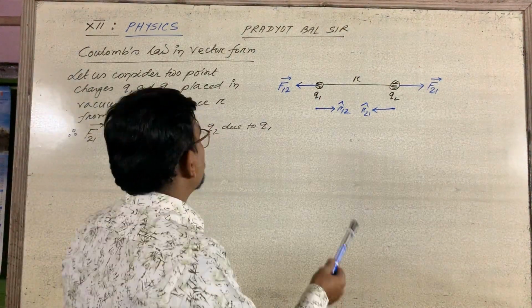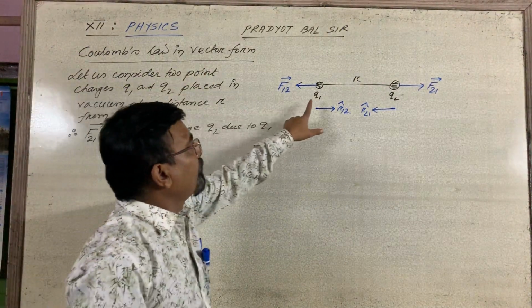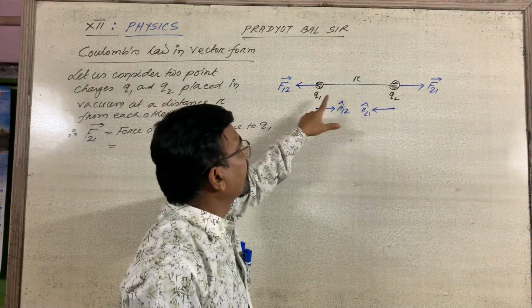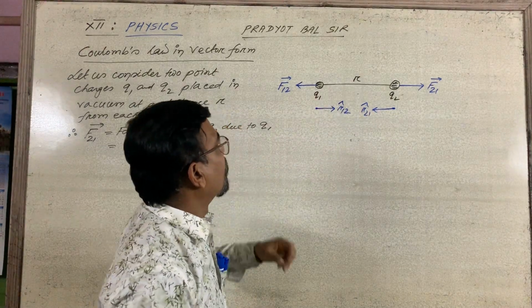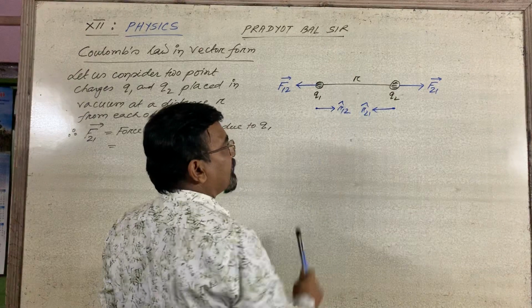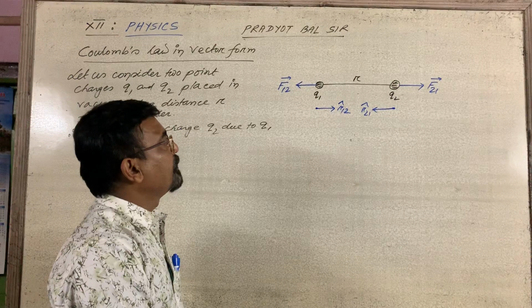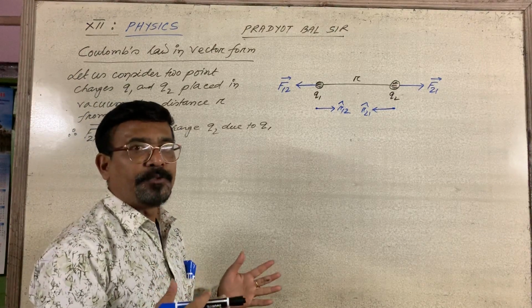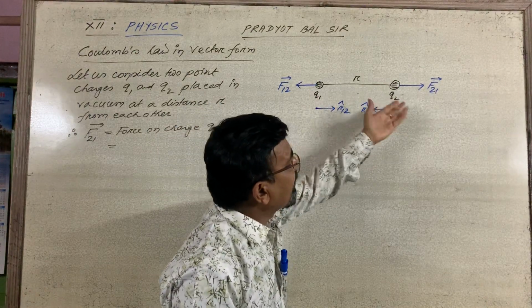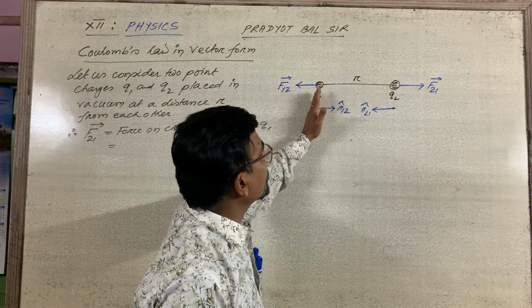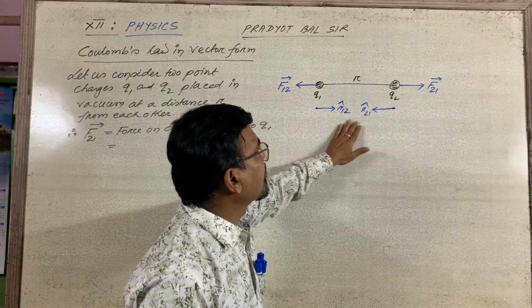Good morning. Today we are going to start Coulomb's law in vector form. For Coulomb's law in vector form, we have taken 2 point charges Q1 and Q2 placed in vacuum at a distance r from each other. Now, these two are positive charges. Since they are positive charges, a repulsive force will act between them. So, this charge will exert a repulsive force on this charge. Vice versa, this charge will exert a repulsive force on this charge. The two forces are shown by these two F vectors and the direction is also given.